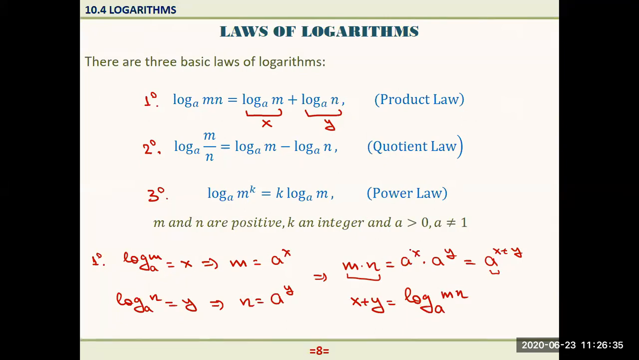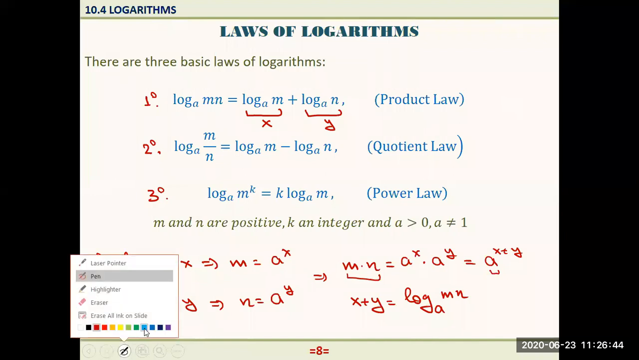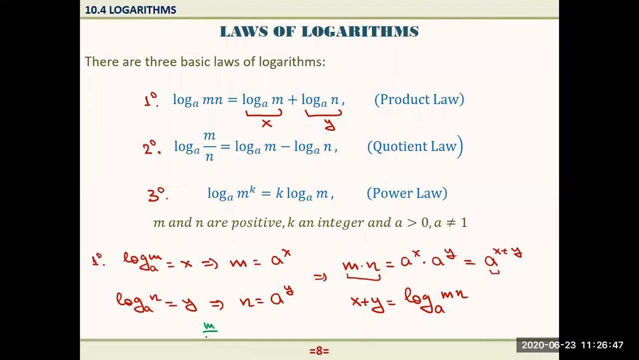In a similar way, we can also prove this. If I divide these two things, for example m over n, that is the proof of the second one. What is m over n? Here we have a to the power x over a to the power y, which is equal to a to the power x minus y. Now using the definition, x minus y is equal to logarithm of m over n to the base a. So logarithm of m over n to the base a equals x minus y.